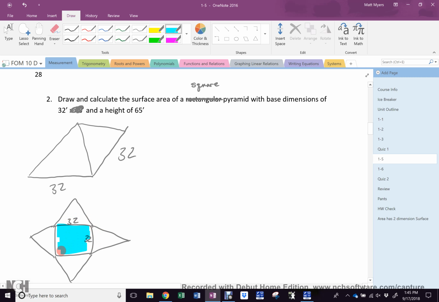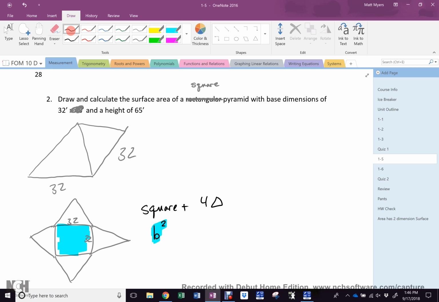What is that? 32. Well, what shape is it? Square. It's a square. Plus, how many triangles? 4. 4 triangles. Agreed? How do you find the area of a square? Times it. Length times width, but in a square, aren't they both the same? So I'm going to say that this is b for base times b, which is b squared. Agreed? Everyone agree? That's going to cover the blue.